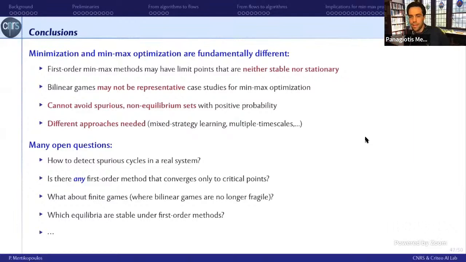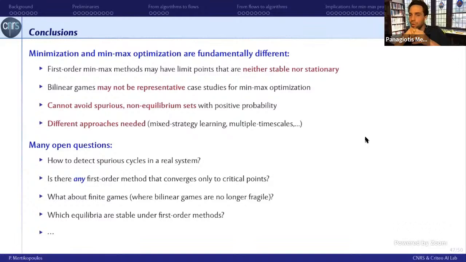So just to conclude, these are some of the key takeaways that I wanted to stress with this talk. First, for first order Robbins-Monro min-max methods in the non-monotone, non-convex concave setting, you may have limit points that are neither stable nor attractive. And also, the bilinear games that we love to study may actually be very bad representative case studies for the development of min-max algorithmic tools, because this very wide range of first order algorithms cannot avoid spurious non-equilibrium sets with positive probability.